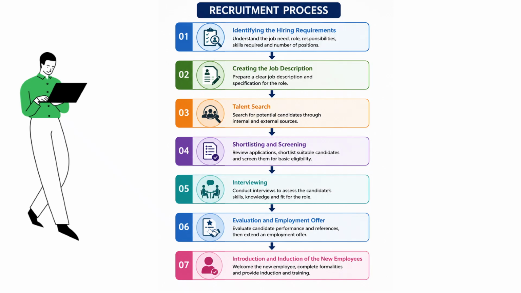So let's start our next point, that is the recruitment process. The recruitment process happens in 7 different stages. The first stage is identifying the hiring requirement. Second is creating the job description. Third is talent search. Fourth is shortlisting and screening. Fifth is interviewing. Sixth is evaluation and employment offers. Seventh is introduction and induction of the new employee.